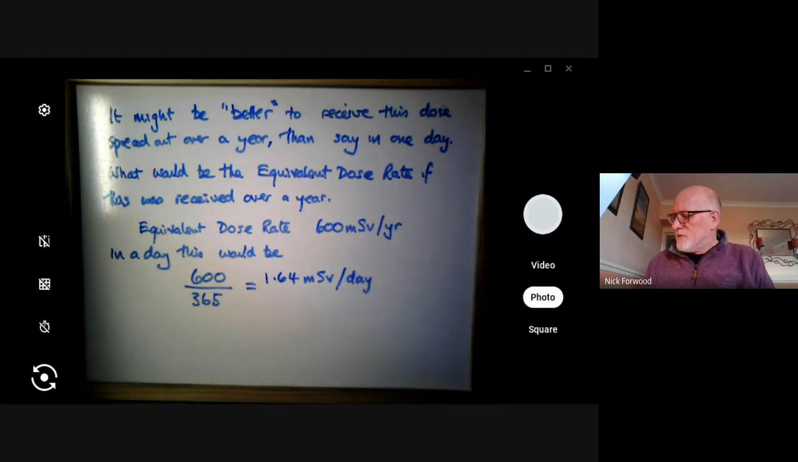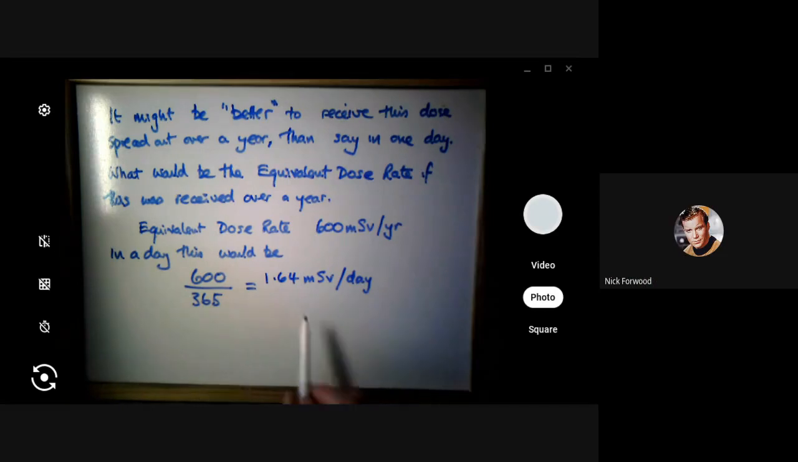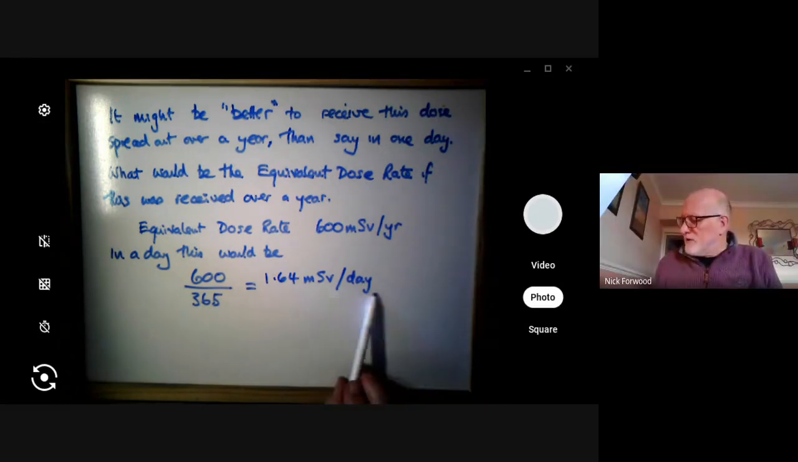It could be in an hour, for instance. So you could divide that number by 24 and you'd know how much on average your dose rate was in an hour. You could do it per second. The time period can be any time period you like, but you usually just go with whatever the question says. You don't need to make up your own time period.